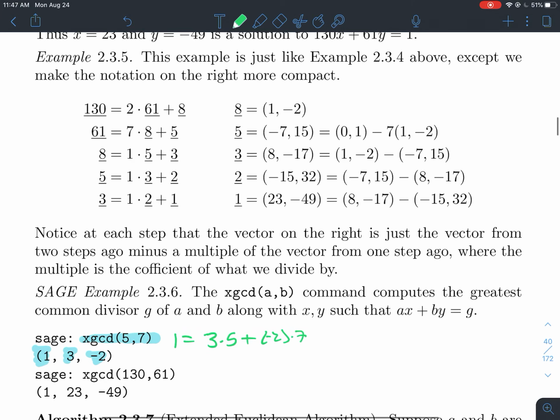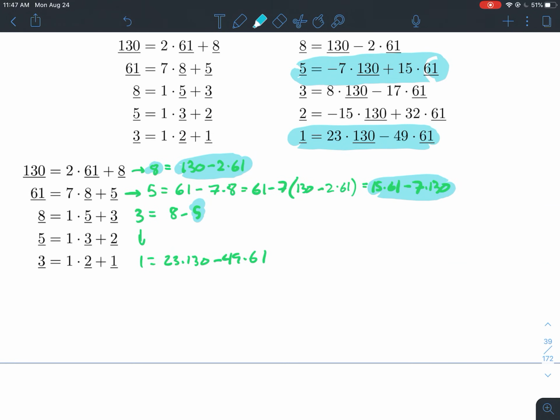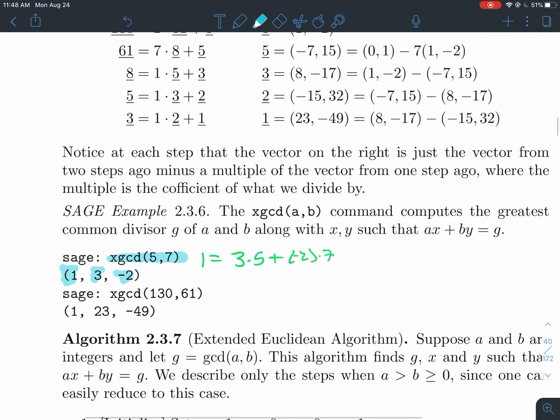And just to kind of verify too, in the example that we just talked through, we saw that the coefficients should be 23 and negative 49 on 130 and 61. And so you see when you do this in Sage, yes, you get the coefficients are 23 and negative 49. So 23 is what you multiply 130 by, and negative 49 is what you multiply 61 by. When you add those together, you get the GCD, 1.